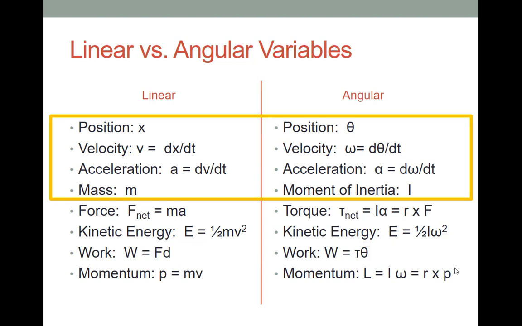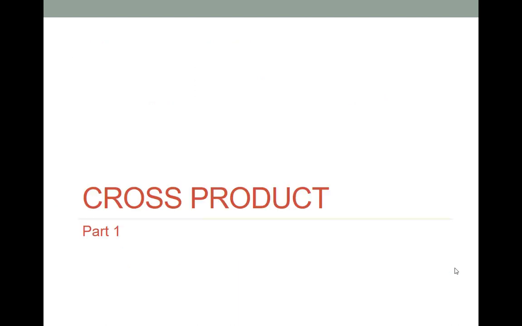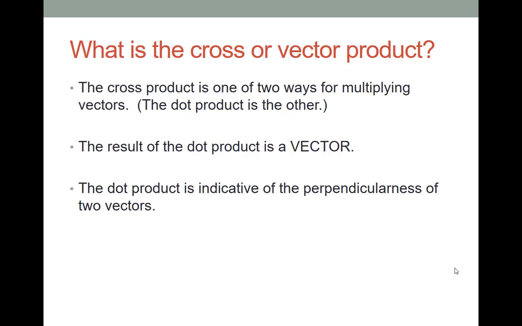Okay. To begin this process, however, we need to learn another bit of basics. And that bit of basics is the subject of Part 1. We're going to learn about the cross product, sometimes known as the vector product. So what is a cross product? Cross product is one of 2 ways for multiplying vectors. You've already learned the first one, that's the dot product.